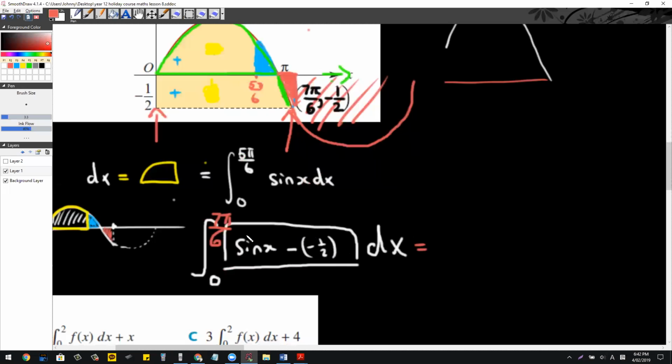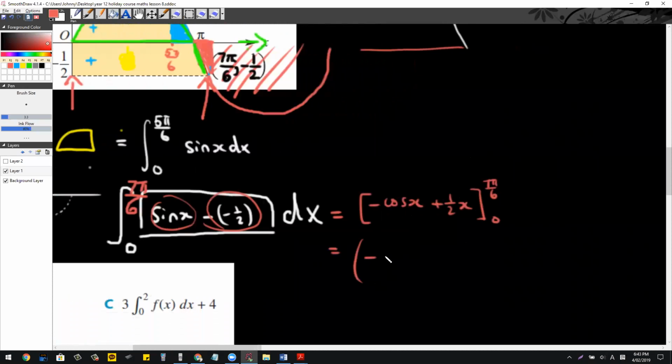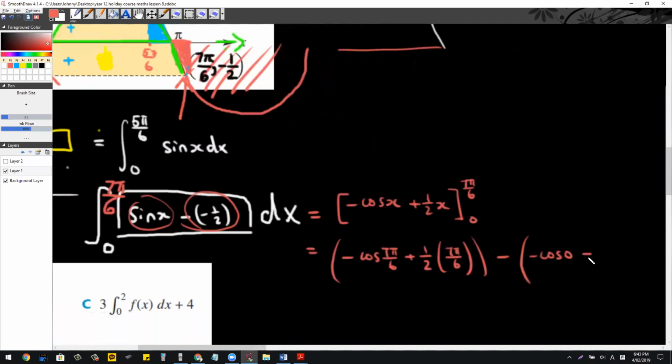So this one, the integration of sine is negative cos of x. And this is the integration of positive half, so that's positive half x. And that's from 0 to 7 pi over 6. And that gives us, plug that in, that's equal to negative cos of 7 pi over 6 plus half of 7 pi over 6. And then minus, plug in 0, negative cosine of 0 plus 0.